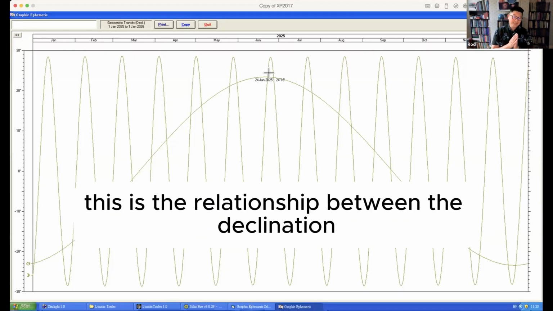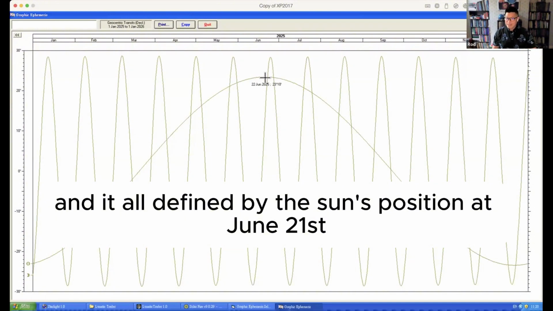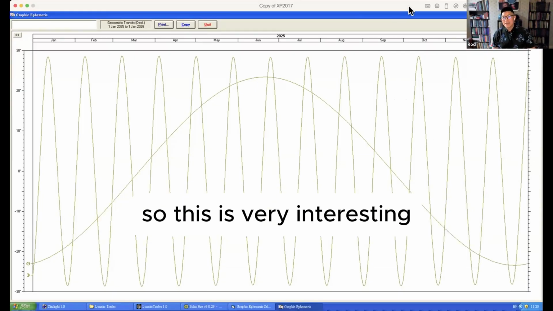Okay, so this is the relationship between the declination and out of bounds, and it is all defined by the Sun's position on the 21st of June and the 21st of December on the declination. Okay, so this is very interesting.